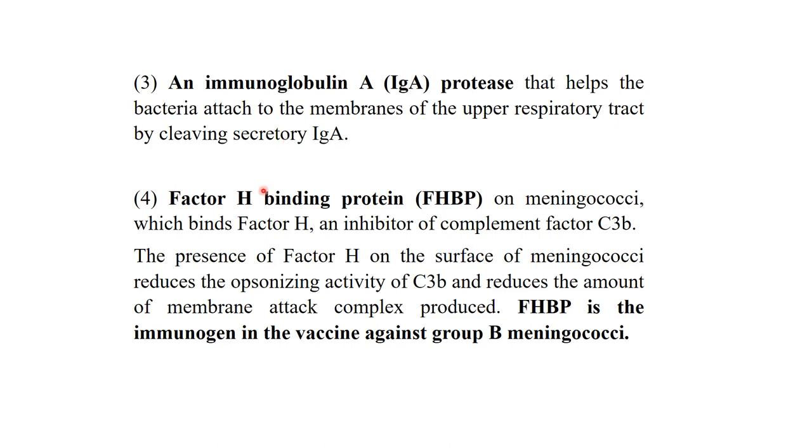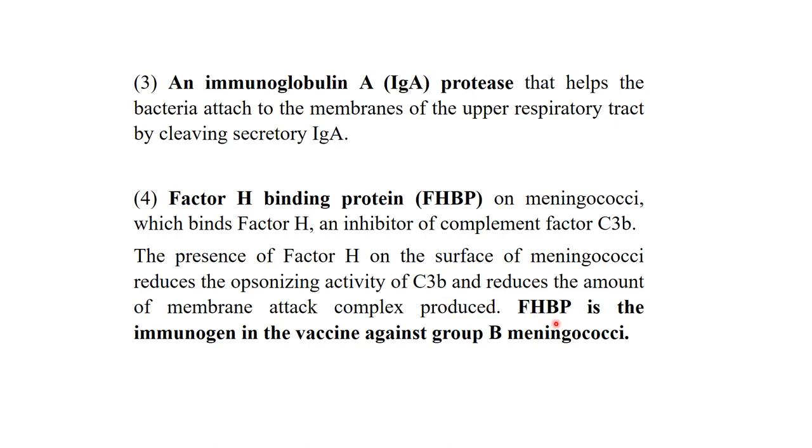Factor H binding protein, FHBP, on meningococci binds factor H, an inhibitor of complement factor C3b. The presence of factor H on the surface of meningococci reduces the opsonizing activity of C3b and reduces the amount of membrane attack complex produced. So C3b jab kam hoga, to opsonization nahi hogi aur membrane attack complex nahi banega. Isliye bacteria apne aap ko survive kar lega aur disease mein important role play karega.